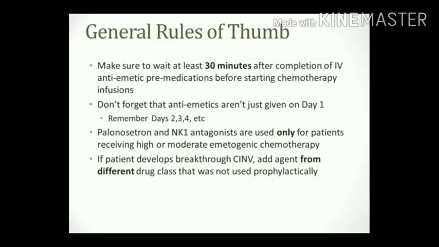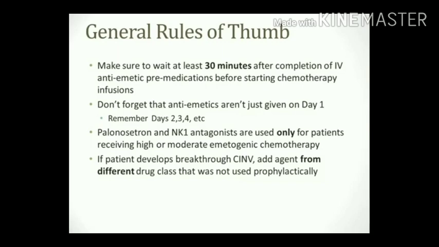Palonosetron and NK1 antagonists are used only for patients receiving high or moderate emetogenic chemotherapy. High emetogenic chemotherapy is where patients have a high incidence of nausea and vomiting, and patients who have a moderate incidence of nausea and vomiting are receiving moderate emetogenic chemotherapy. Only for those patients do we use NK1 antagonists.